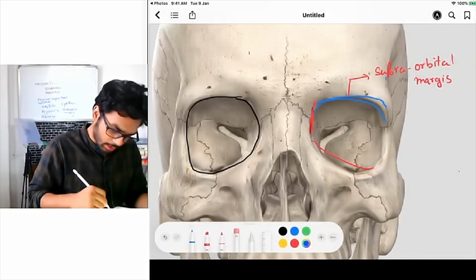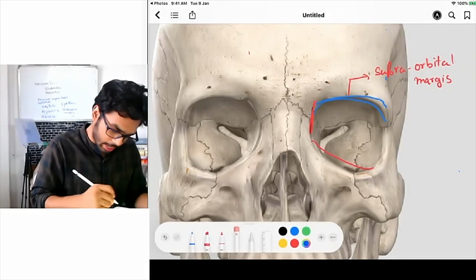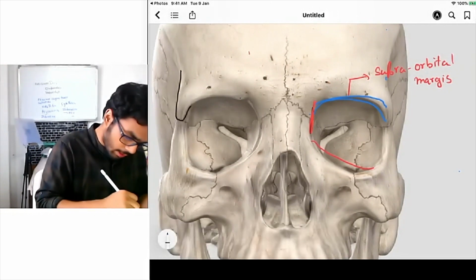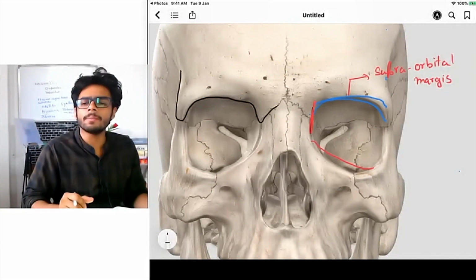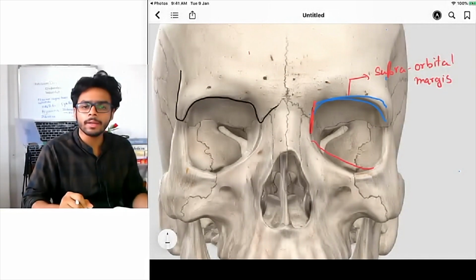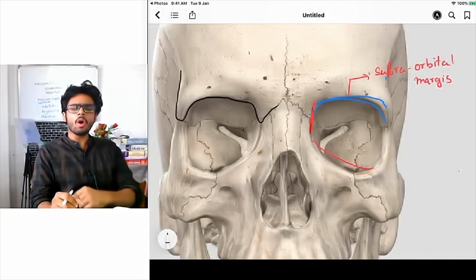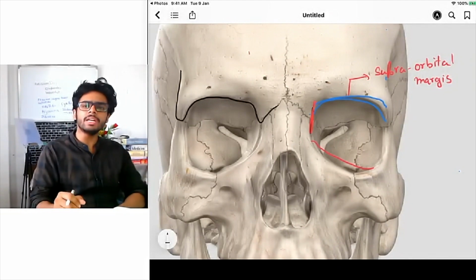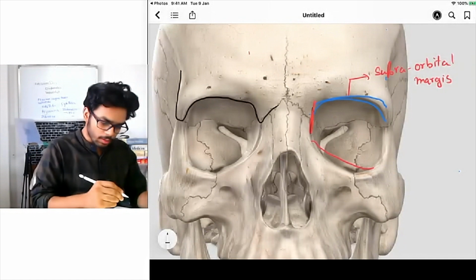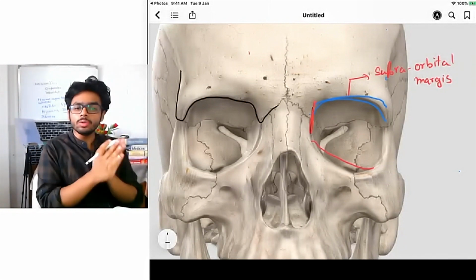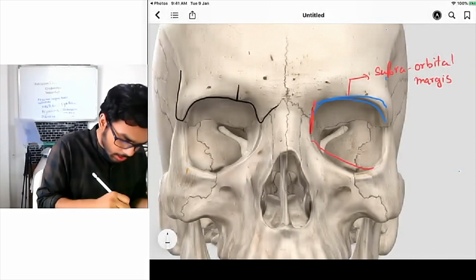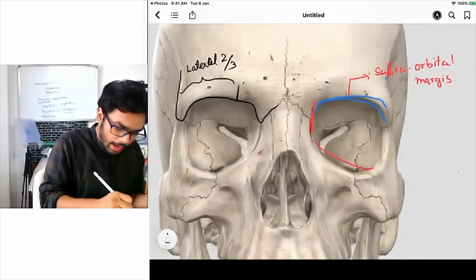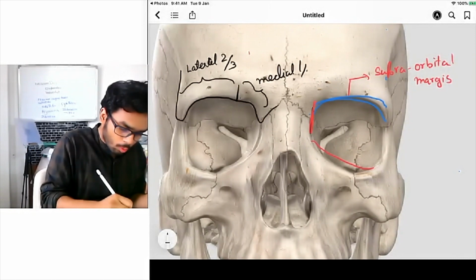Can you see the structure? The frontal bone is present here. This is the frontal bone, which is forming the upper margin, known as the supraorbital margin of this orbit. Am I clear? And at the junction of its lateral 2/3 and its medial 1/3, this is lateral 2/3, and here it is medial 1/3.